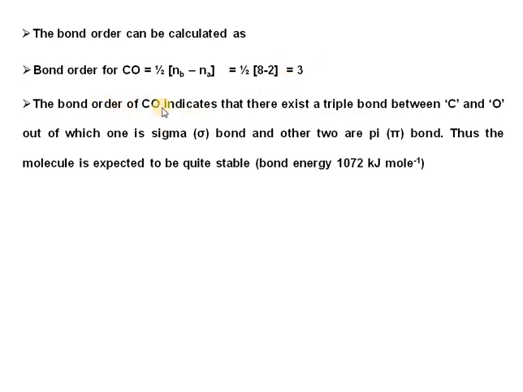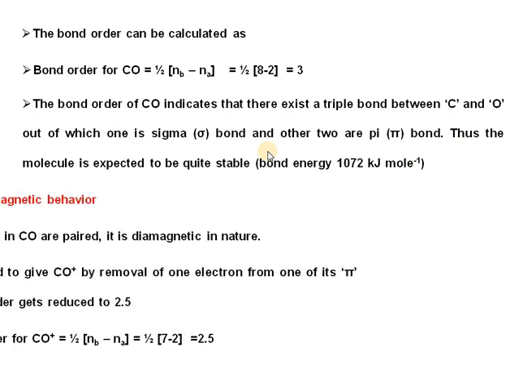The bond order of carbon monoxide indicates a triple bond between the carbon and oxygen atom. But out of these 3 bonds, one is a sigma bond and the other 2 are pi bonds. Hence, the molecule is expected to be quite stable, having a bond energy of 1072 kilojoules per mole.